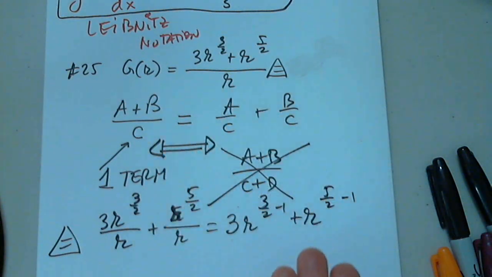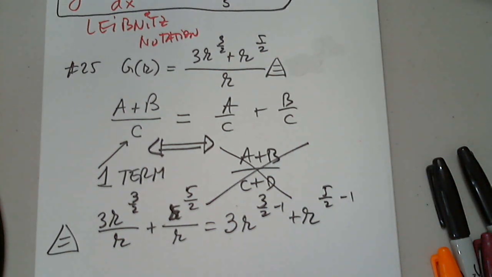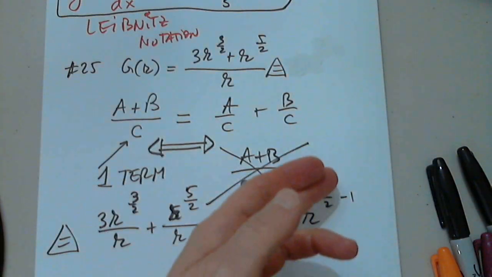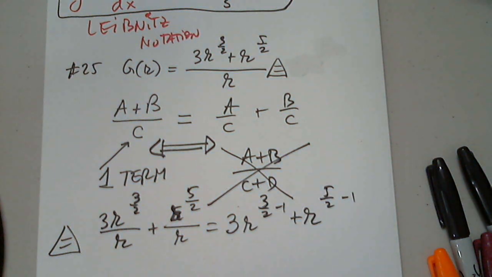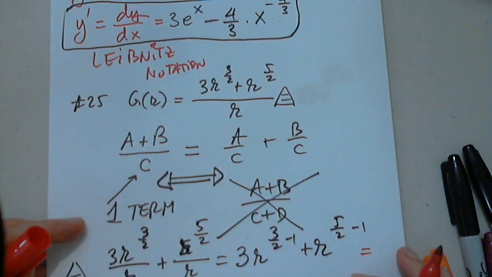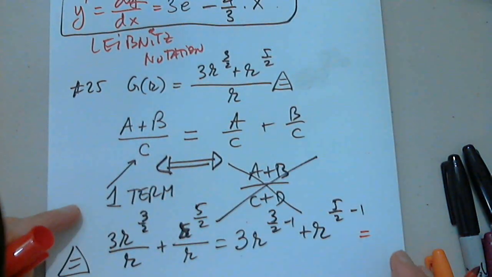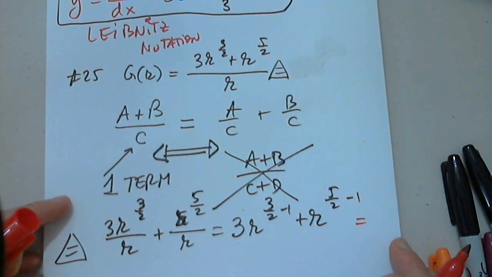This is way more difficult than this to differentiate. Of course, it's not cleaned up yet, but it will be. But this will be much easier to differentiate. So how much is 3 halves minus 1, and how much is 5 halves minus 1? And then we can differentiate afterwards. So notice, all this was preparation. I did not find the derivative. I prepared the function the way I like it to be.